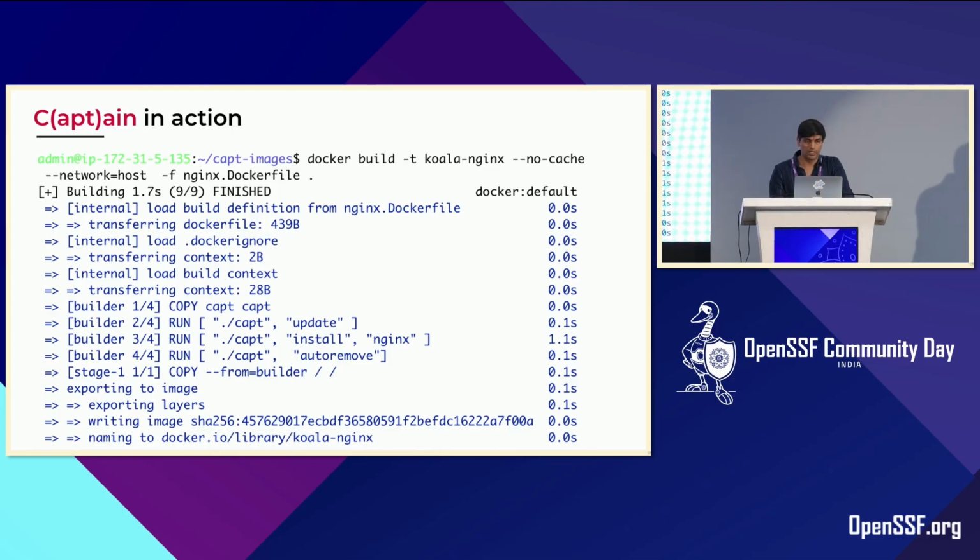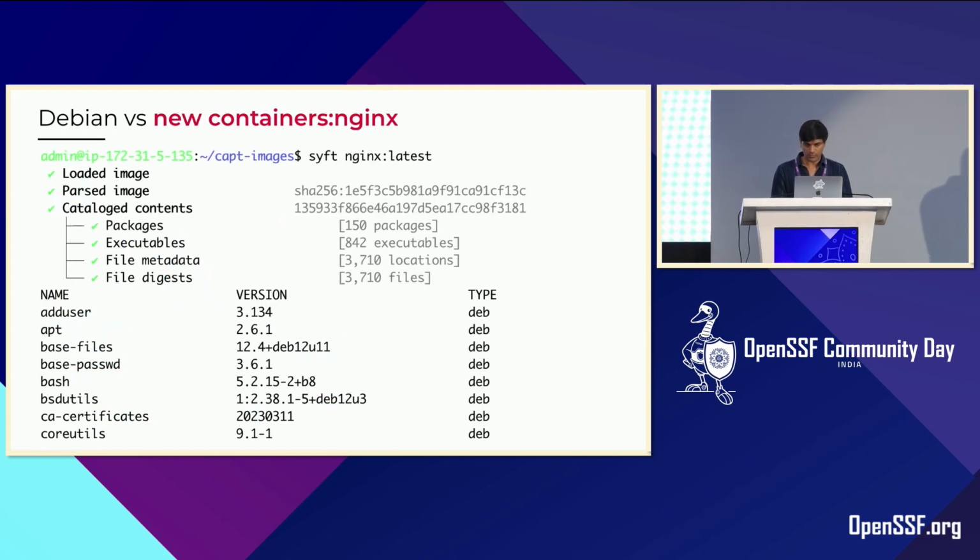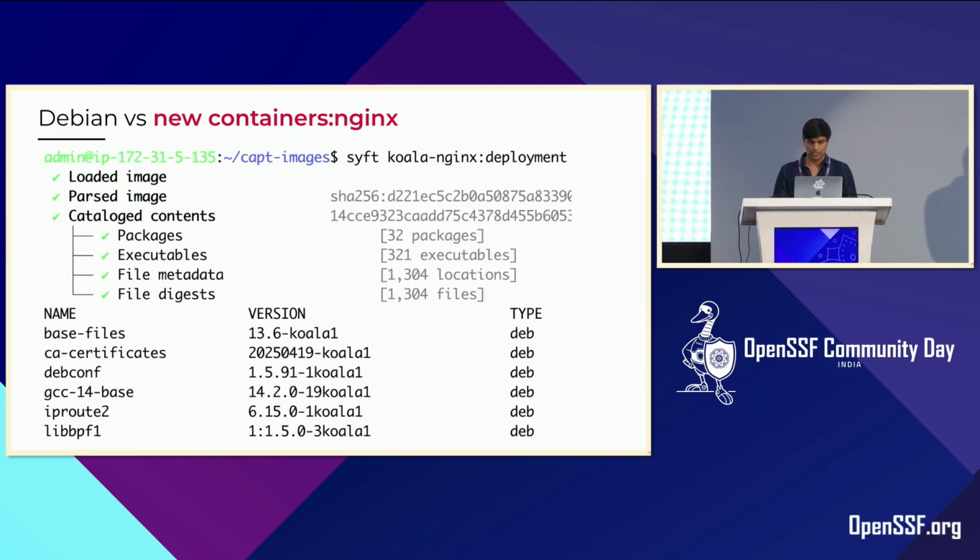We were able to create a minimal Nginx container image. So let's just compare that. If I run Syft to check the SBOM of an Nginx latest image from Docker Hub, I'll see there are 150 packages in it. If I do the same thing from the container image built from the Dockerfile I just showed you, it has only 32 packages. So the SBOM has shrunk by 80%.